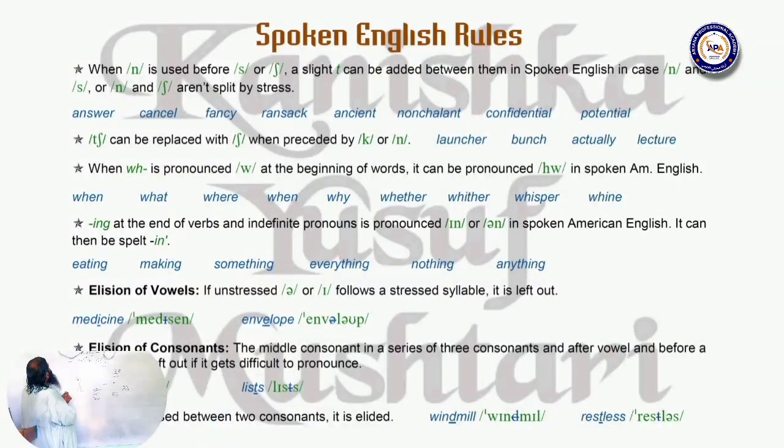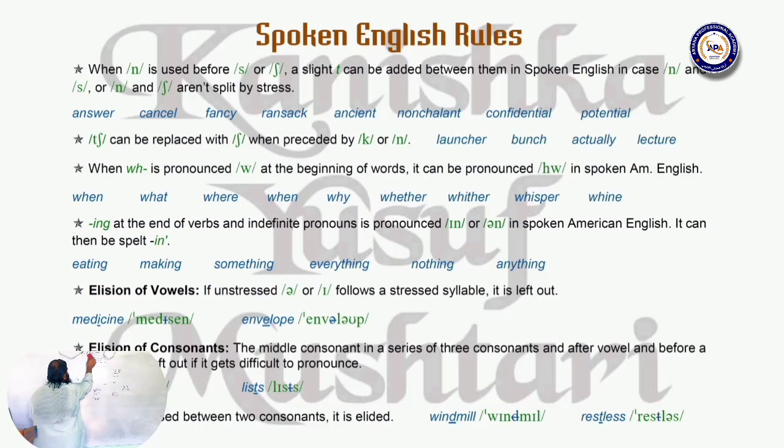And the next rule in spoken English is elision of vowels. As we mentioned before, in spoken rules, sometimes you have additions and sometimes you have omissions. Before we mentioned in the first rule that T is added, and sometimes replaced, CH is replaced to SH, and sometimes we have omission. So now we talk about omission of vowels and omission of consonants. First, elision of vowels. When can we elide vowels? And of course, not every vowel. If unstressed schwa or another vowel follows a stressed syllable, it is left out.